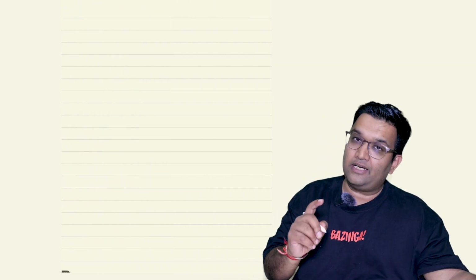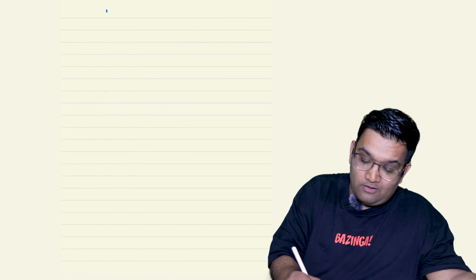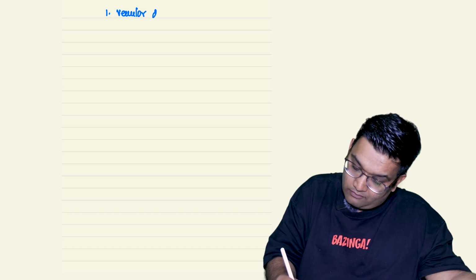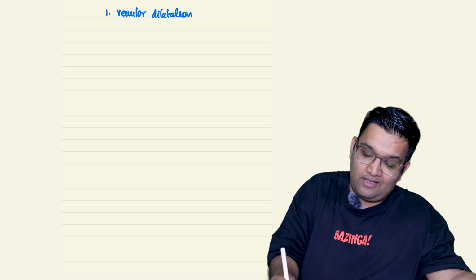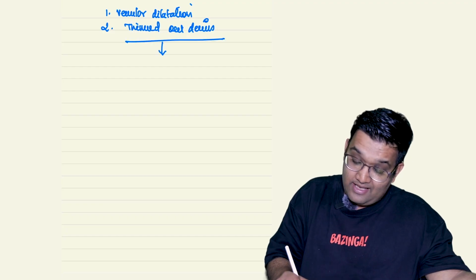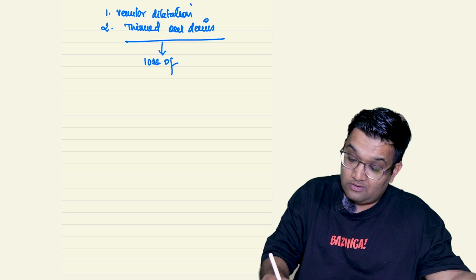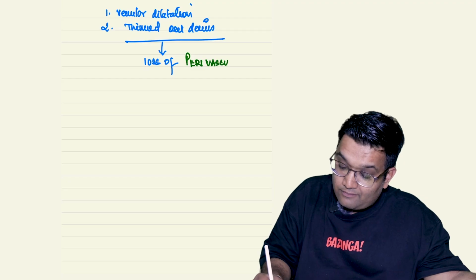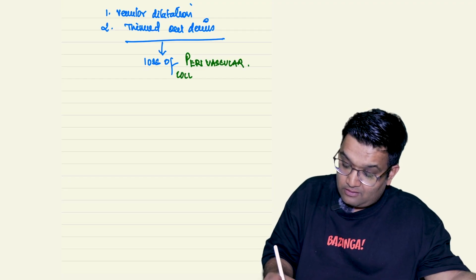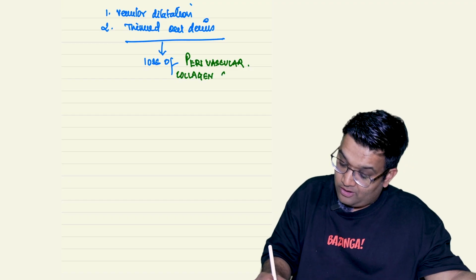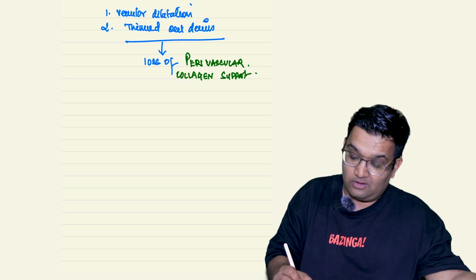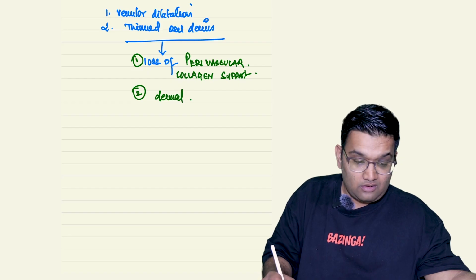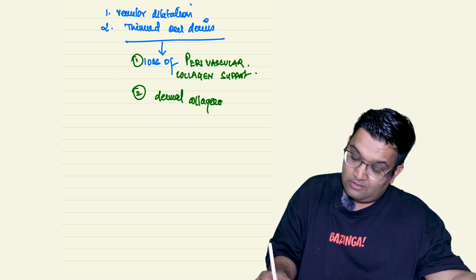Striae occur because of primarily 2 things. One is your venular dilatation. The second thing is thinned out dermis. There is loss of perivascular collagen support. Number 1. Number 2, dermal collagenous atrophy.